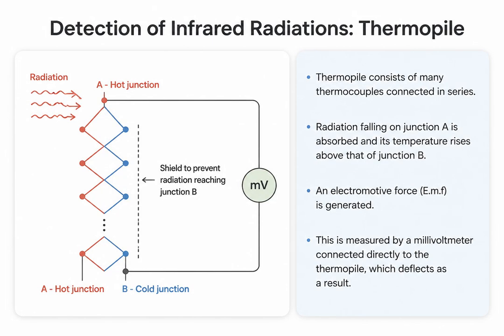For a more direct electrical reading, we use a thermopile. A thermopile is simply many thermocouples connected in series to amplify the signal. It has a set of hot junctions, labeled A, exposed to the radiation, and cold junctions, labeled B, which are shielded. When radiation hits junction A, it heats up relative to junction B. This temperature difference generates an electromotive force, or voltage, which causes a deflection on a connected millivolt meter.